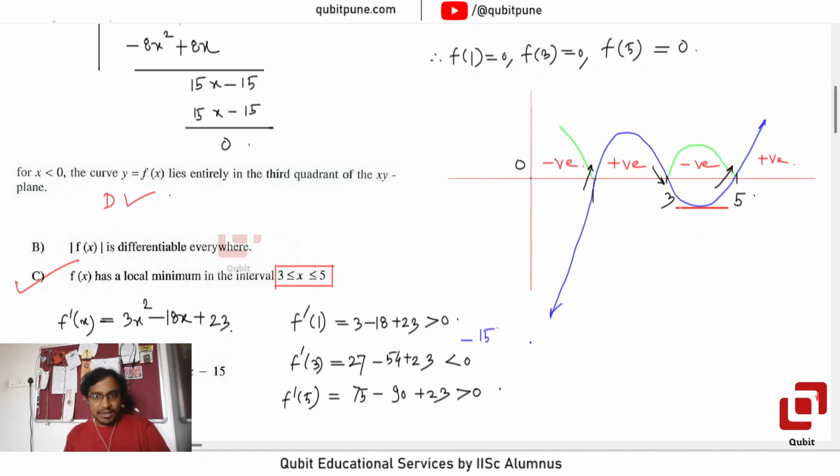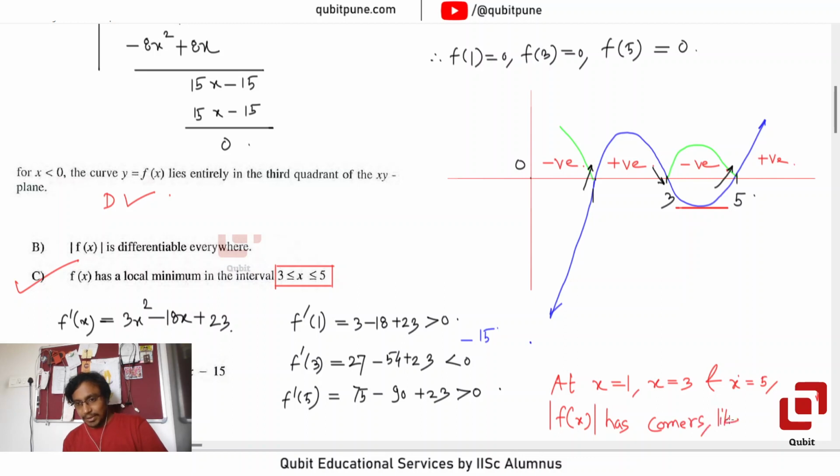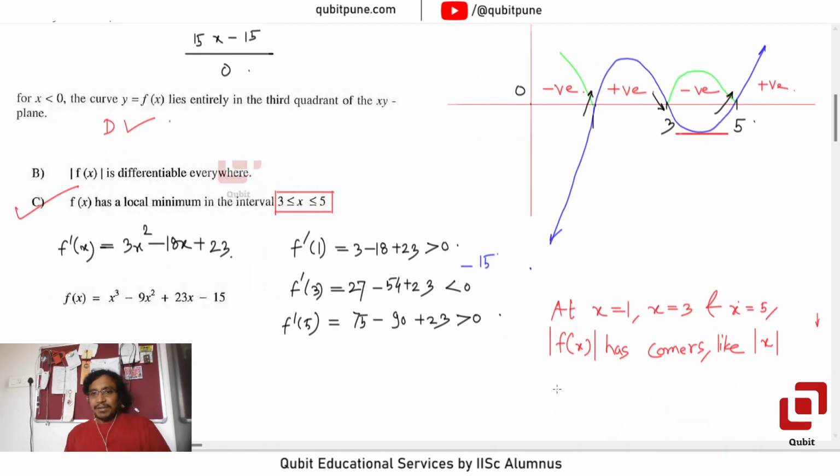Because of these corners at x equal to 1, x equal to 3 and 5, mod f of x has corners like mod. Because of that it won't be differentiable. So it's not differentiable here, so B is not right.